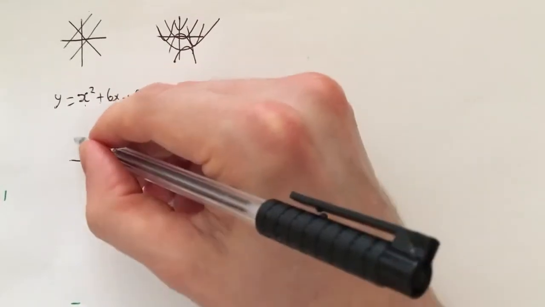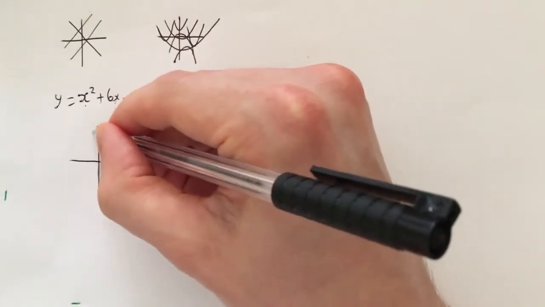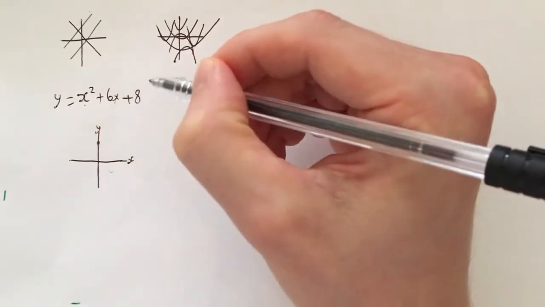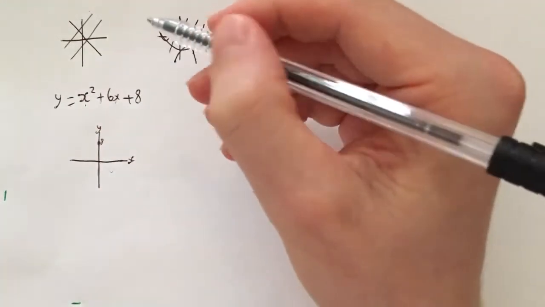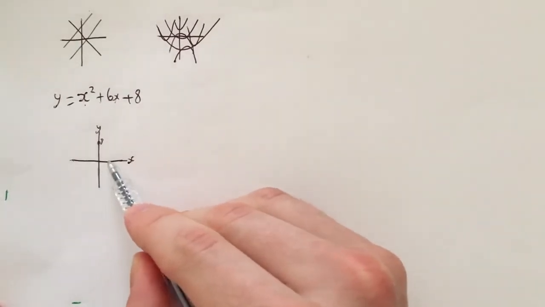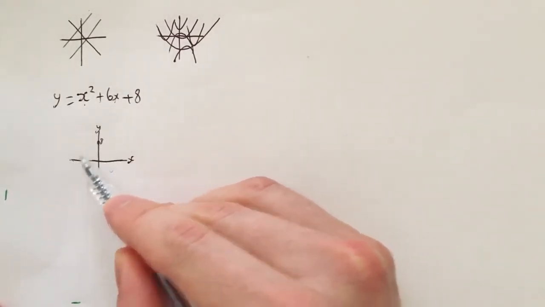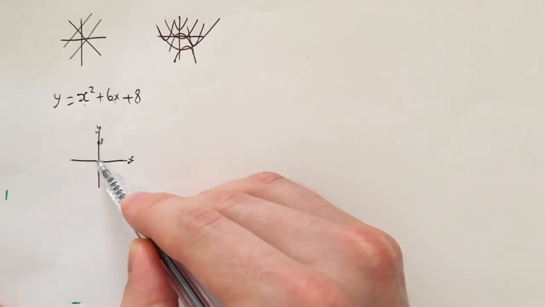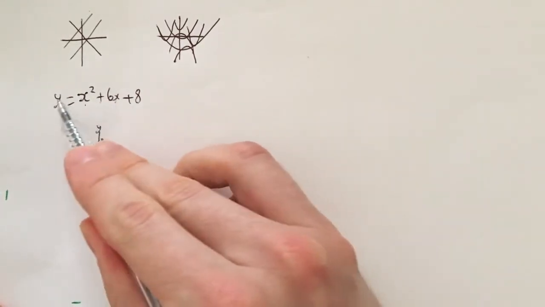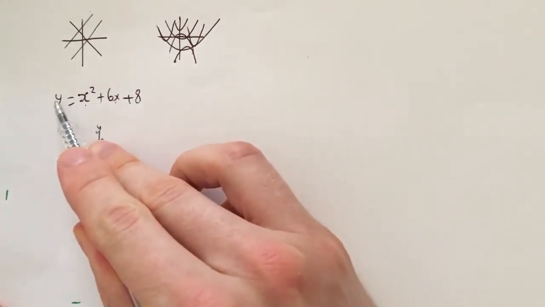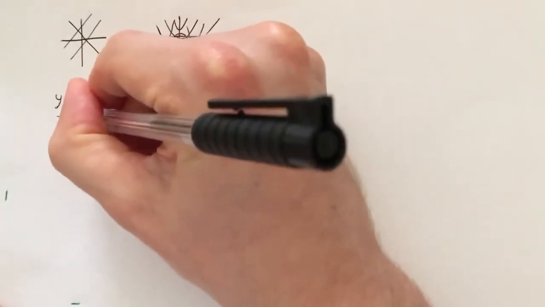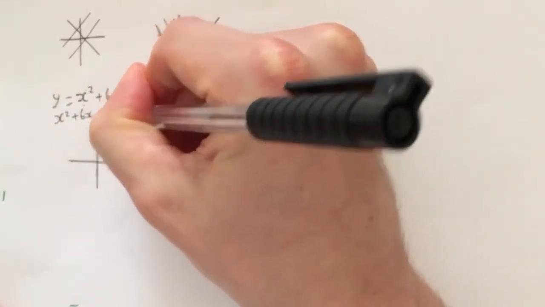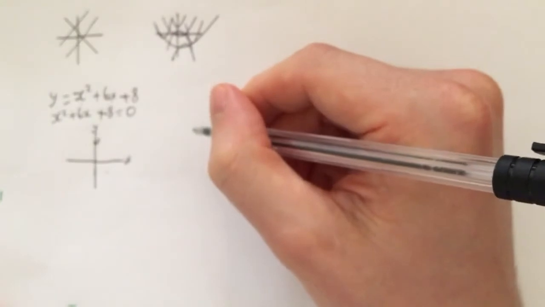Now, because it's a quadratic, I don't know if it's going to look like this, or like this, or what it's going to look like. But it's definitely going to go through that value there of 8. Now, to work out where it goes through the x-axis, that is when y equals 0. So I'm going to rewrite this equation, but put 0 in the place of y. So I could do 0 equals, or x squared plus 6x plus 8 equals 0. Either way, it's going to get us the same answer.